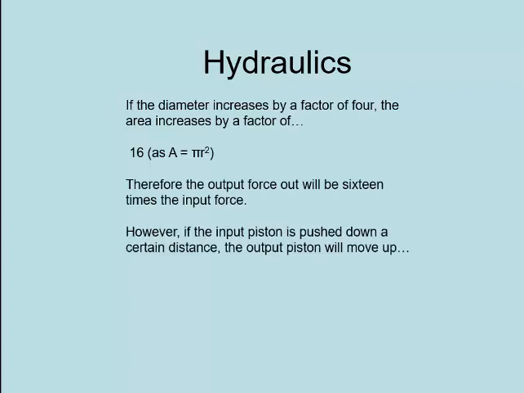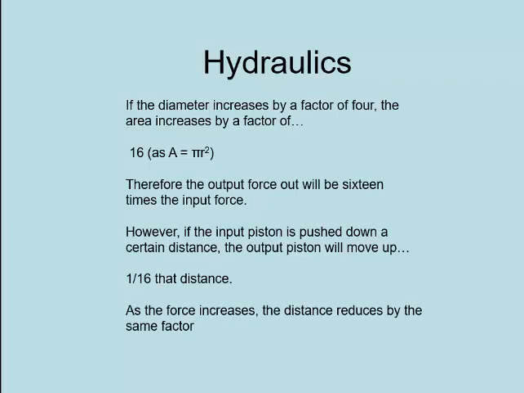However, it's not a win-win situation. If the input piston was pushed down a certain distance, the output piston would move up 1/16 of that distance. As the force increases, the distance reduces by the same factor. The input work done, assuming the system is 100% efficient, will be equal to the output work done. So the input work done, if we're using the hydraulics as a force multiplier, would be a small force through a large distance, giving us a large force through a smaller distance.